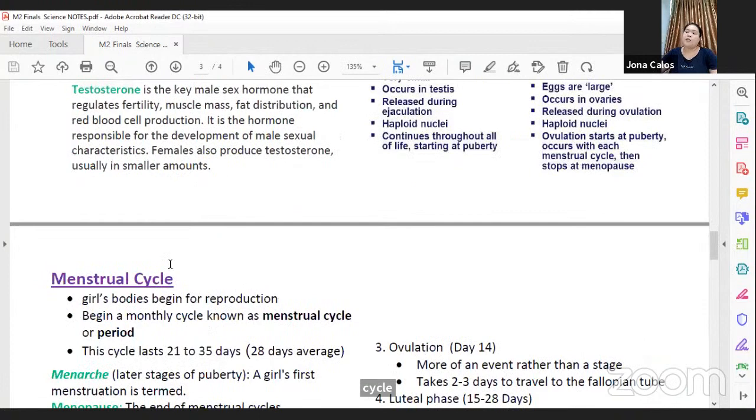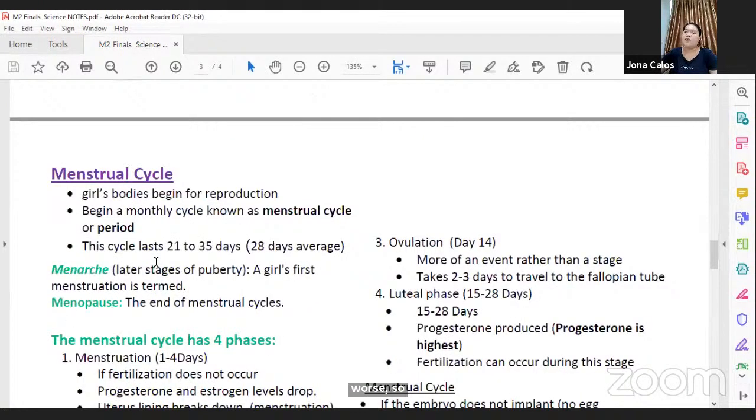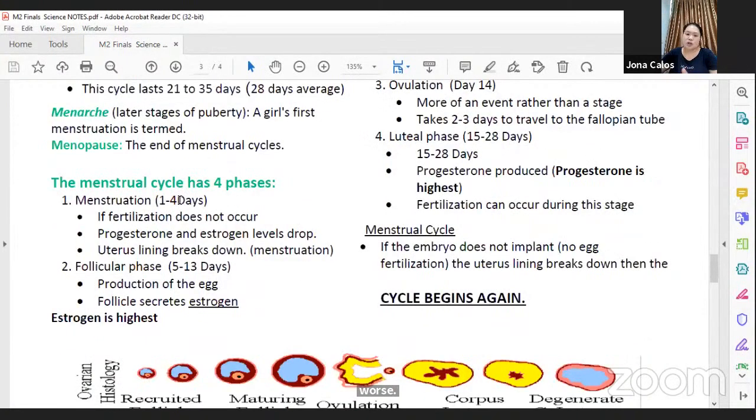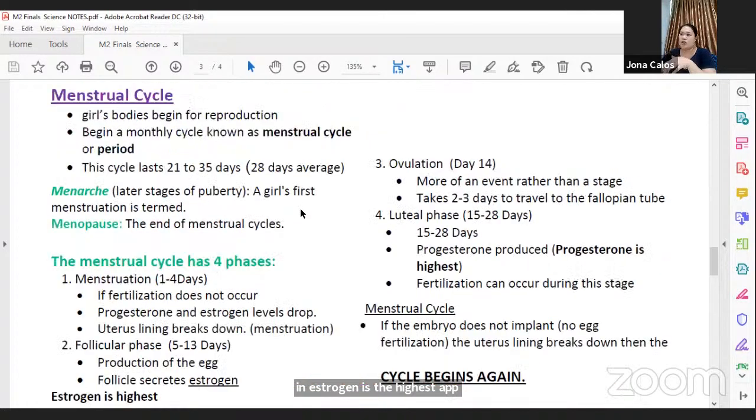So here, for the menstrual cycle, there are 4 phases. The menstruation, wherein the blood would be coming out, which lasts 1 to 4 days. The follicular phase, wherein estrogen is the highest. And we have the middle stage, which is the ovulation, where both estrogen and progesterone are almost at the same level, and the luteal stage, wherein the progesterone is highest.